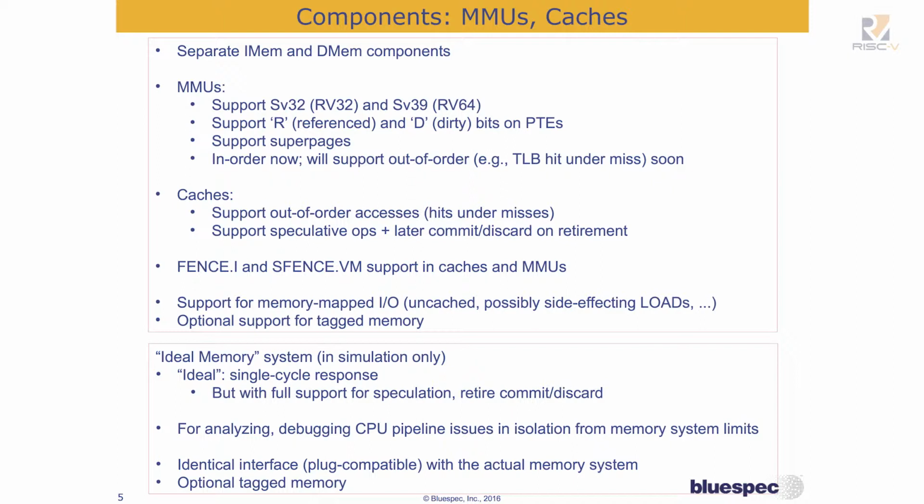We also provide, as part of the overall environment infrastructure, what we call the ideal memory system. So if you're trying to identify bottlenecks in your CPU pipeline itself without the noise that comes from your memory system not being perfect, this gives you a setup by which you can focus on those particular issues.